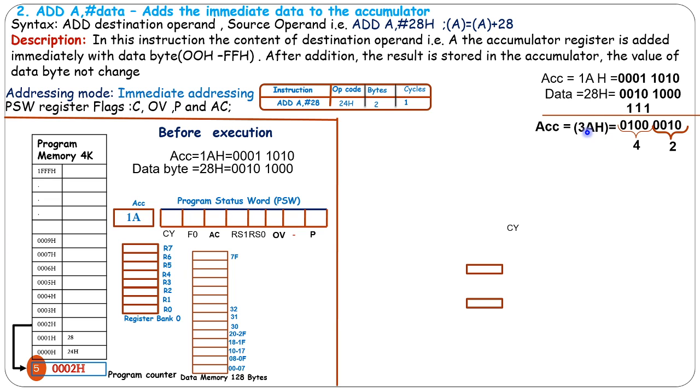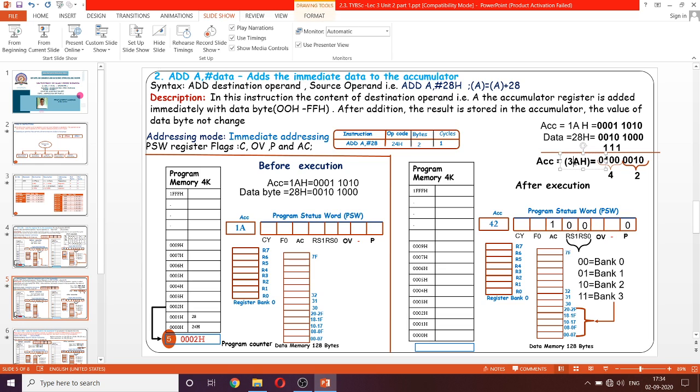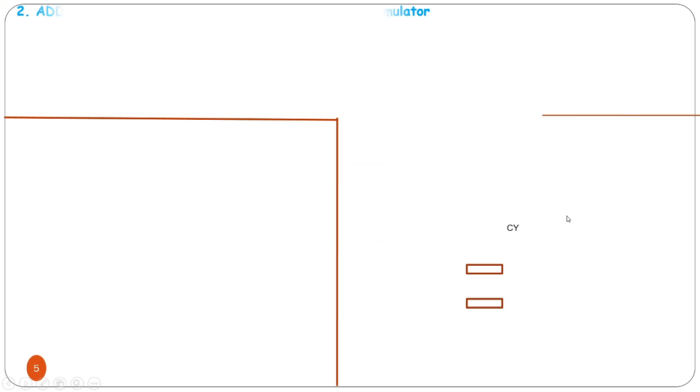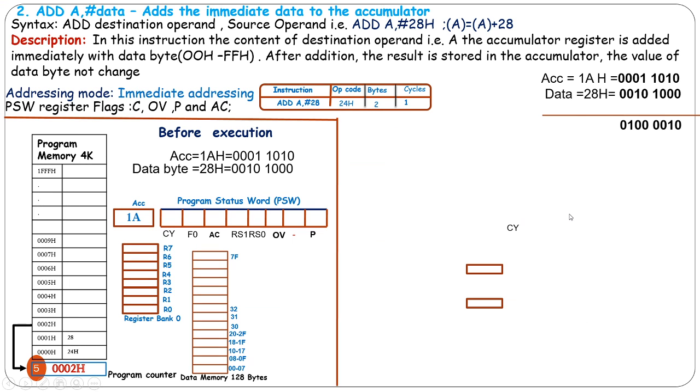So here it is 42H. Okay, so this is the content of the accumulator. After execution, the content of the accumulator will be 42H.